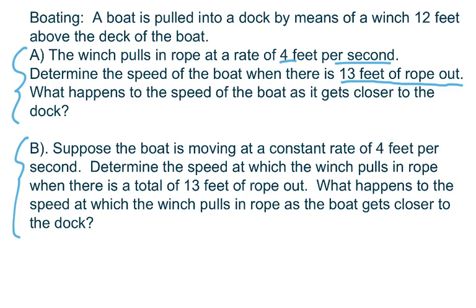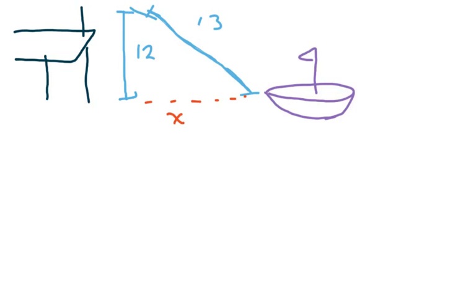So anyway, I drew a picture of this, and so this is the rope extended at 13 feet, and the length of this is 12 feet. So basically, let's let L be the length of the rope, and so it's going to be length squared equals y squared plus x squared. So that's 12 squared plus x squared.